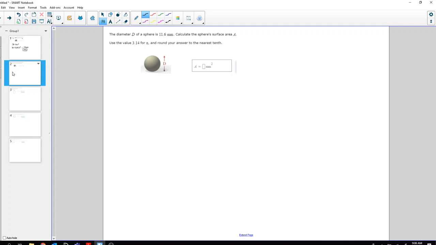Now this next one that we have here, we have another sphere that we have to find the surface area for. This one, they give us the diameter. So the diameter of the sphere is 11.6 millimeters. If I have the diameter and I need to find the radius, remember I can just cut that diameter in half and that gives me the radius. So I have a radius of 5.8.